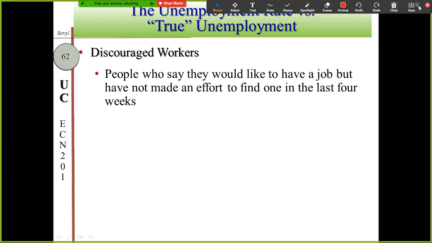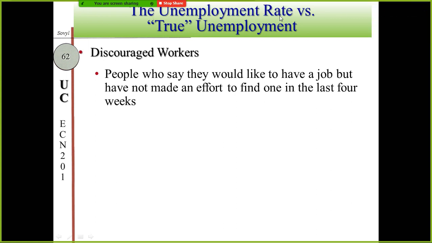Okay, unemployment rate versus true unemployment. Discouraged workers refer to people who want to have a job. They say they would like to work, they would like to have a job, but they have not made an effort, or they did not try hard to find a job in the last 4 weeks.